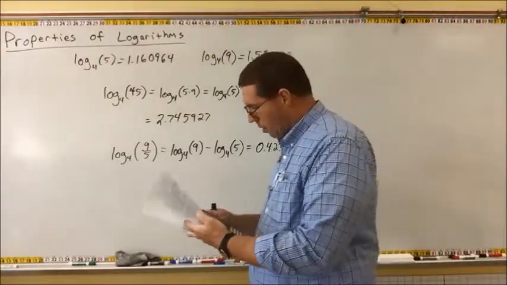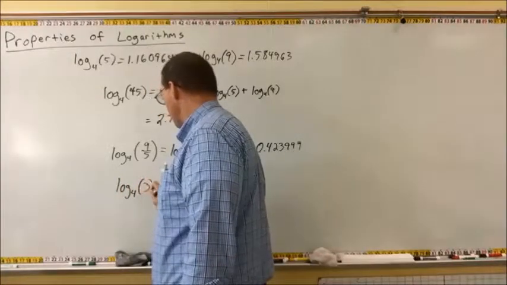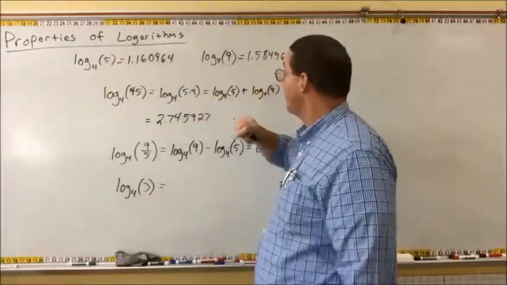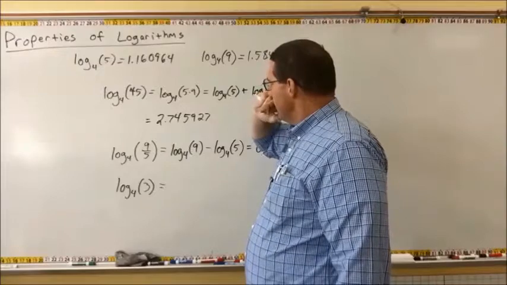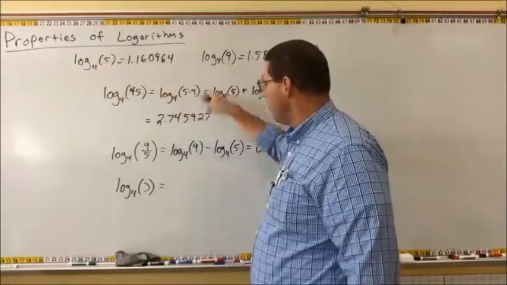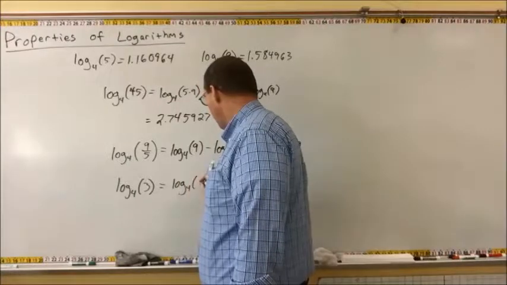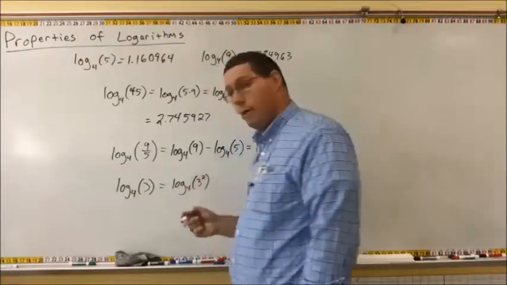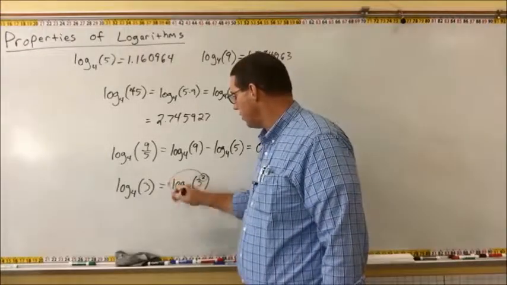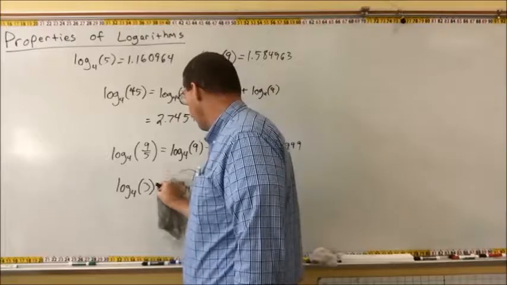How about log base 4 of 3? Well, how is 3 related to 5 or 9? Let's see here. I can't really deal with the 5, but the 9, isn't log base 4 of 3 the same thing as log base 4 of 3 squared? Okay, so now we're at a 3, right? And so now we can move this 2 in front. So we know, well, I can't put an equals here, sorry. I shouldn't have put an equals there.